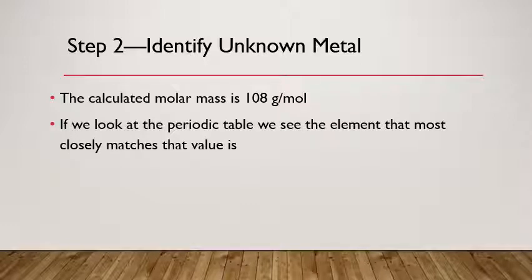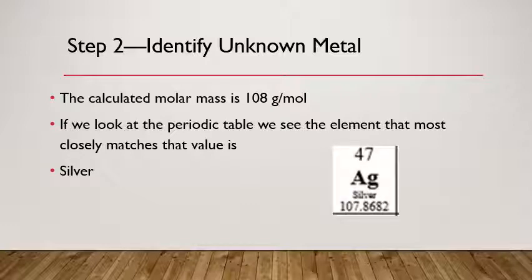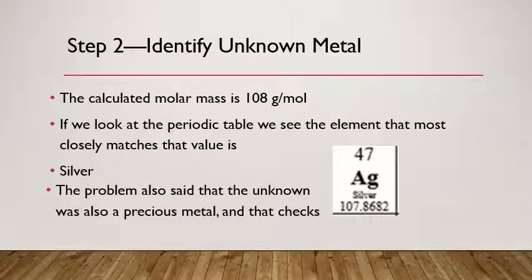Now we need to look on the periodic table for atomic masses. Which atomic mass is the closest to 108 grams per mole? I scan and I see that it's silver. The atomic number is 47, the atomic mass 107.9, really close to 108. There's nothing else that's close. And the problem said that the unknown metal was a precious metal, and silver fits that description.